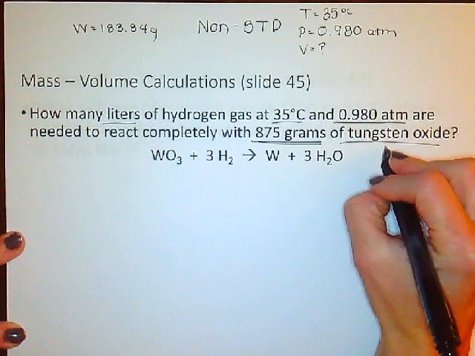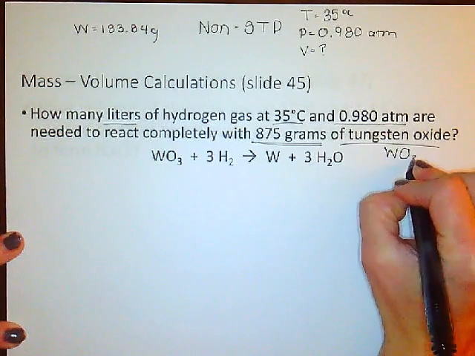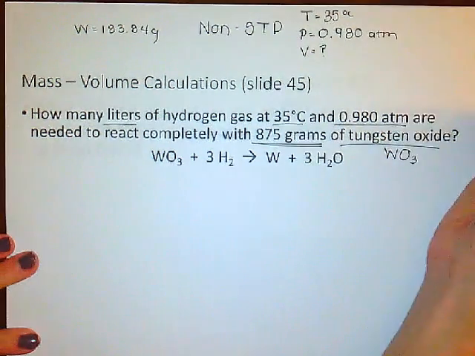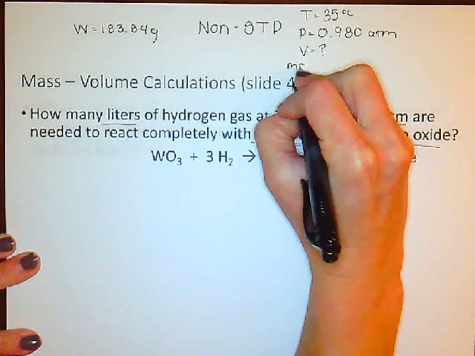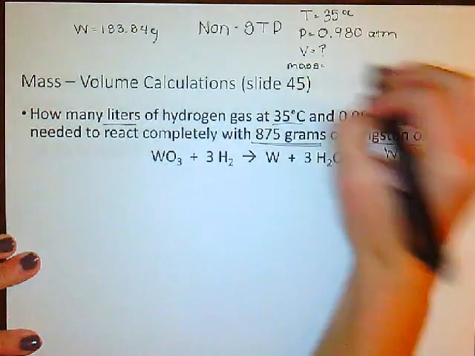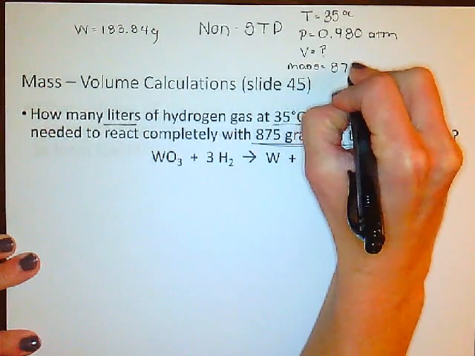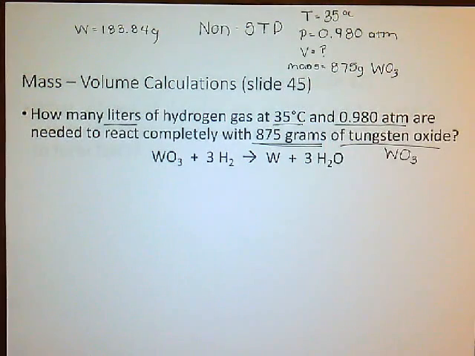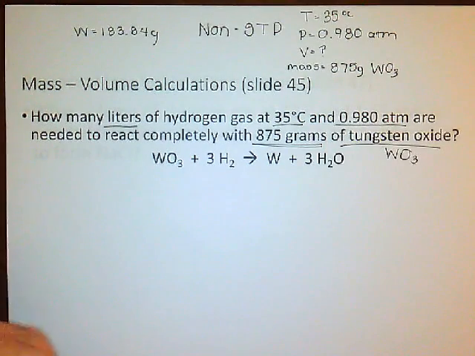I realize we don't use tungsten oxide that often, so let me write that chemical formula out below. All I've done here on the front end is write down the information that's given to us. And then, of course, we also have that mass, which is 875 grams of tungsten oxide. So how can we calculate the volume?